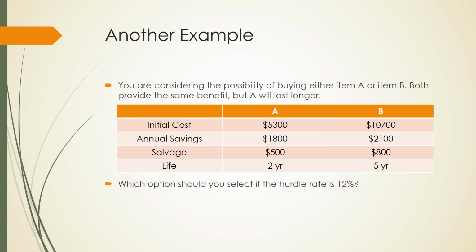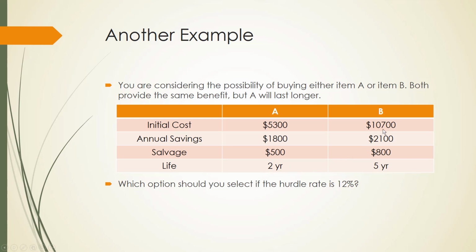Let's look at another example. So this time I can choose either A or B. A is going to cost $5,300. Strike that last sentence there, I forgot to erase it from the previous slide. So $5,300 for A, it'll create a savings of $1,800 per year. And at the end of life, I can salvage this for $500. But the lifespan is only 2 years.